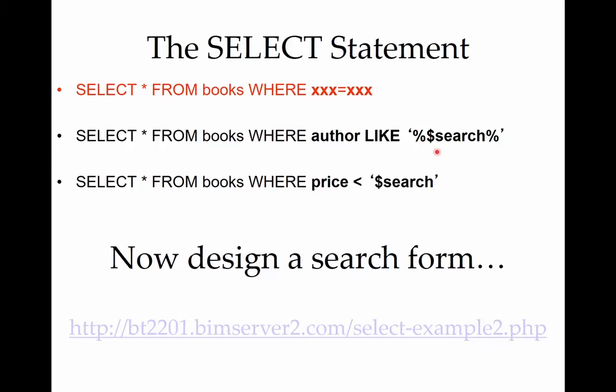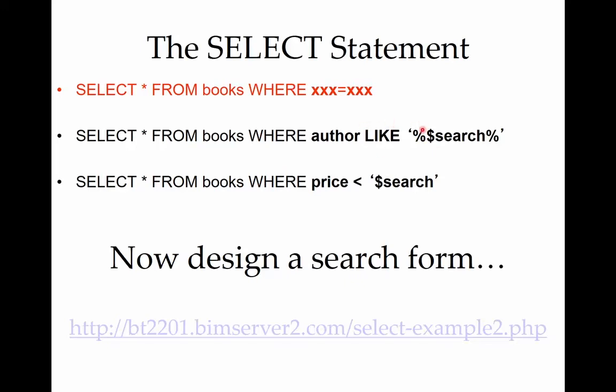Where author like. That's a good example. Maybe I know it's J.K. Rowling, but I don't know how did they actually write J.K. in the database. Did they write J.K. or did they write J.K. without the dots? So I maybe want to just write Rowling, not sure how to pronounce it. And if I do that, I want to get all the authors that contain Rowling in the name.